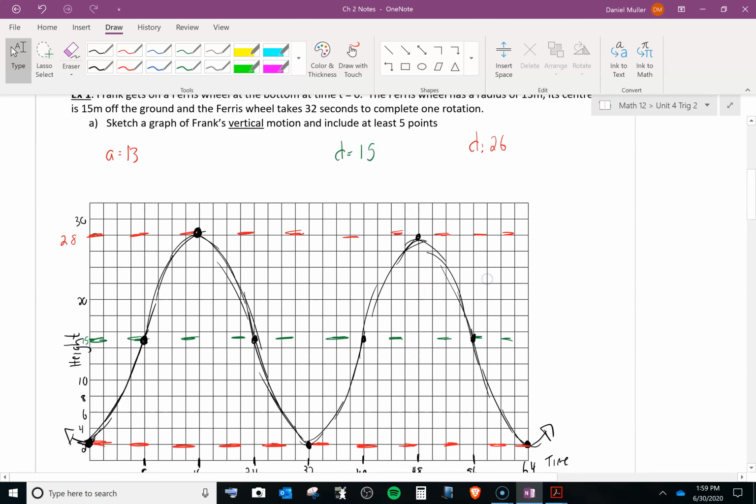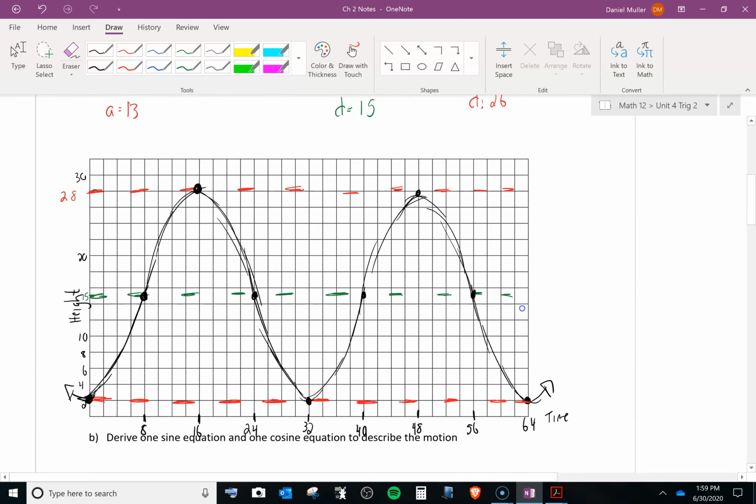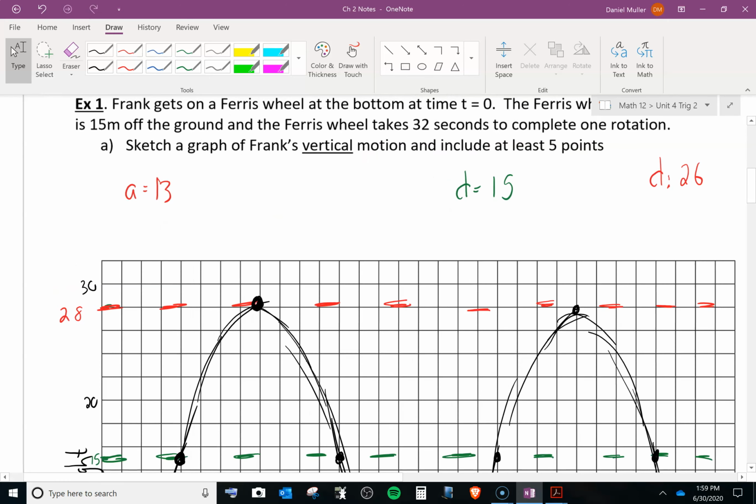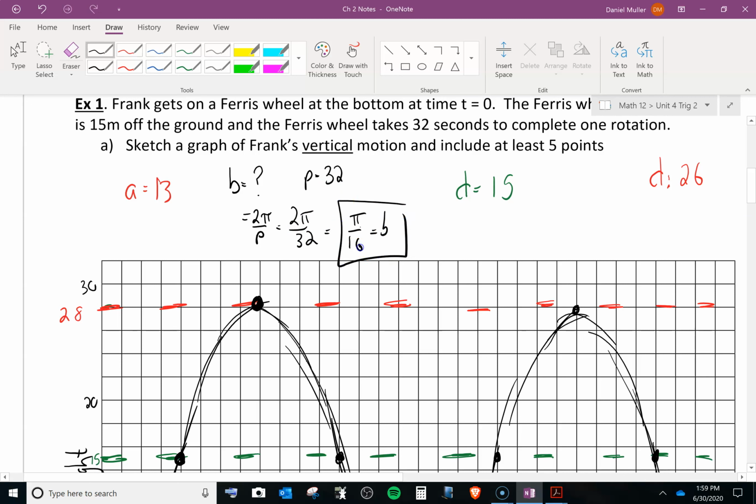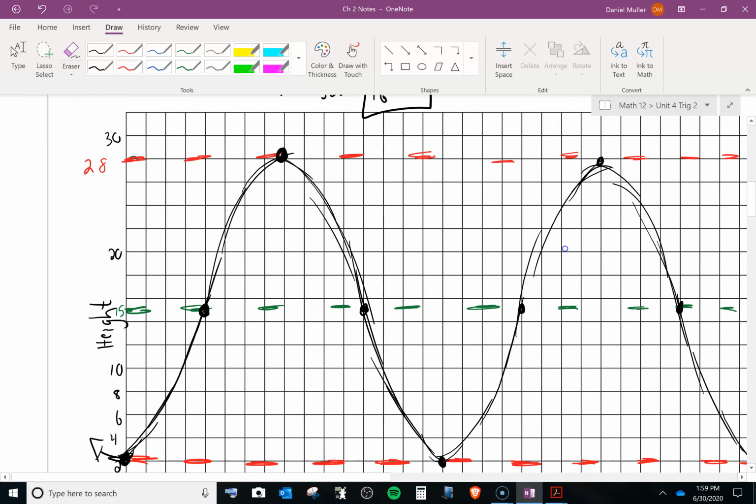One of the things we need is our 13 and our 15. But what else we need is our b value. Now that we don't know, but we do know the period, how long it takes to do 1 cycle. We know it takes 32 seconds. So to find our b, that's 2 pi over the period, which is 2 pi over 32, which is pi over 16. That is our b, pi over 16. So we have our a, we have our b, we have our d, and of course our c always depends on how we shift things.